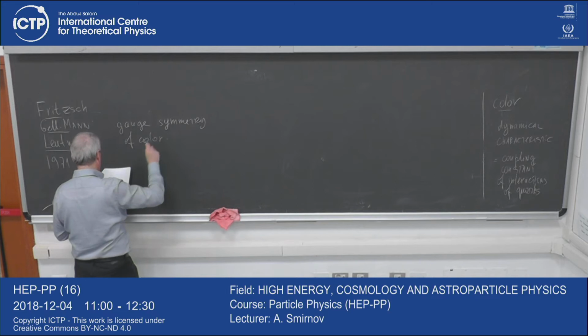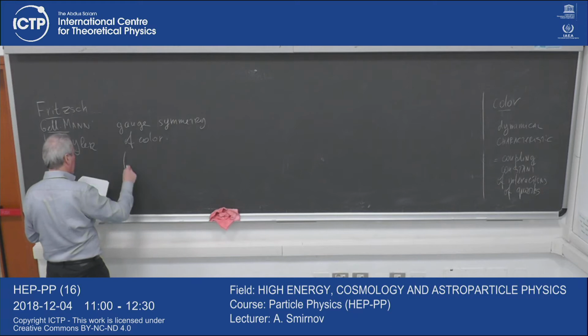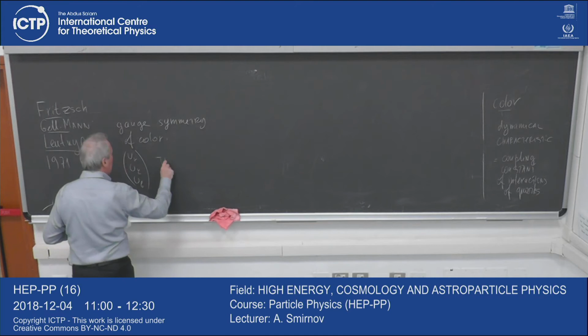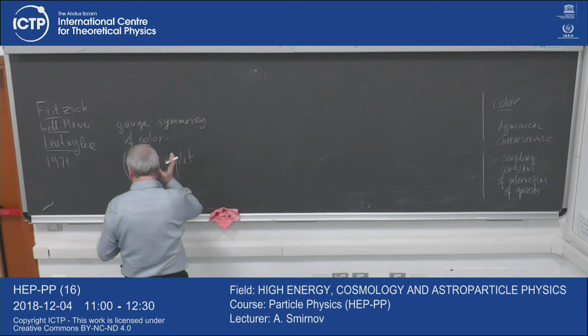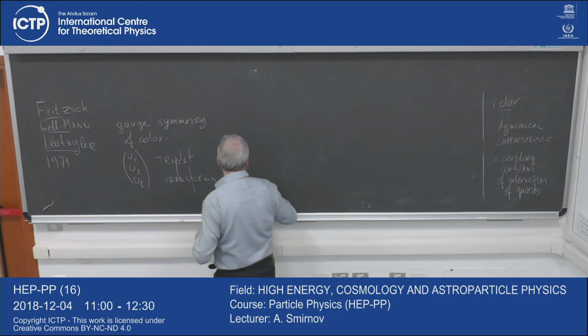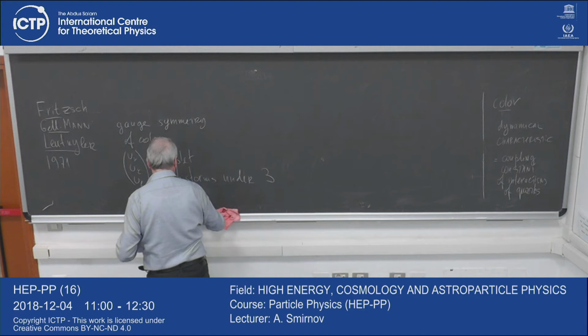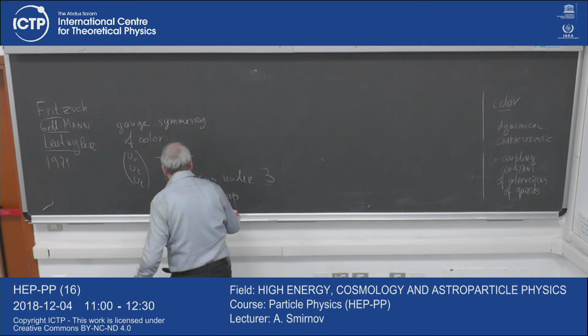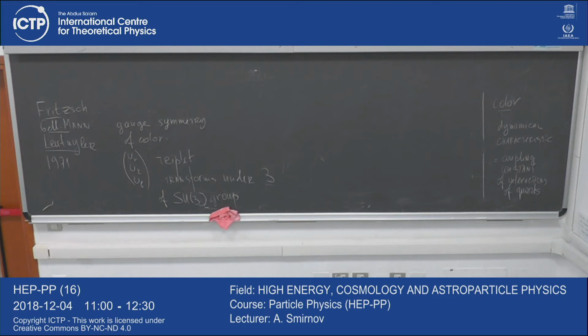So they say the following, that quarks, say u red, u yellow, u blue, form a triplet, which transforms under representation 3 of the SU(3) group. So I call this the color SU(3) group. Don't confuse it with the flavor SU(3) we discussed before. So this is another degree, another dimension, if you want.